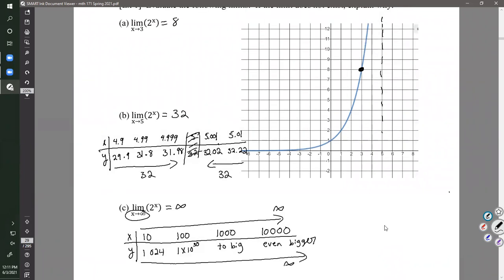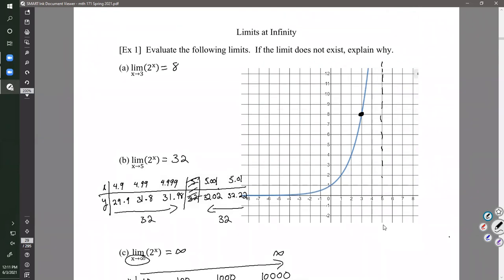And we can look at the graph as well. If we were to trace this graph, notice that it's just getting steeper and steeper and steeper. It's never going to turn around. It's never going to level off. It's just shooting up and away to infinity. And so graphically, we could have said this also goes to infinity. Okay, any questions about that?